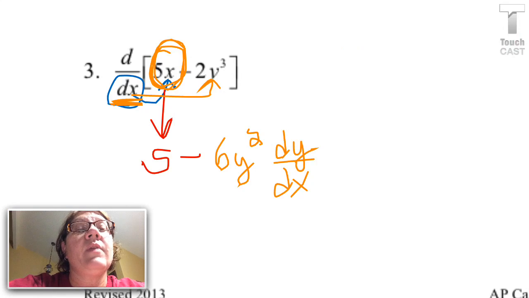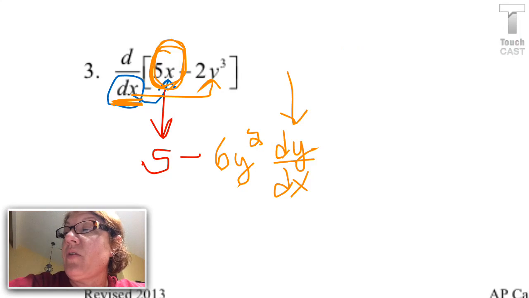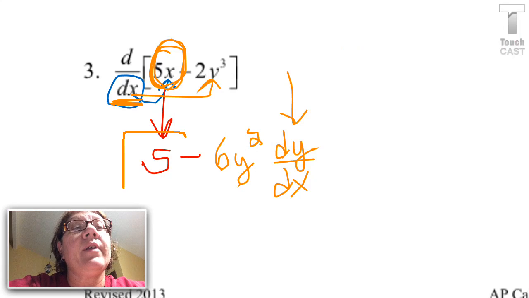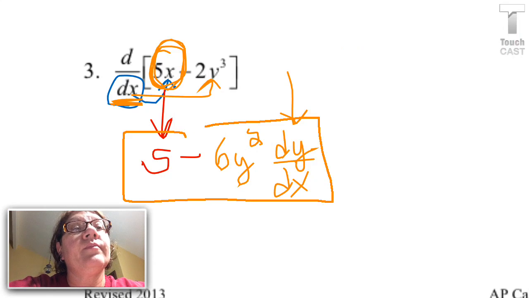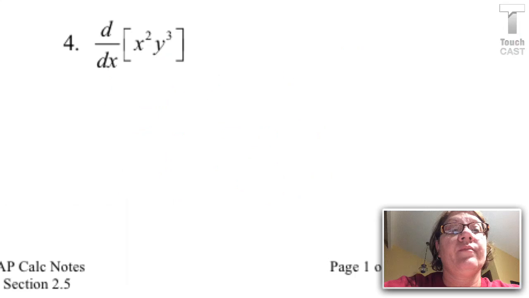So the minute you change up that variable, I have to tell the reader, oh, by the way, I wasn't actually able to complete the derivative with respect to x because that variable was not a matching variable. So this is my final answer. Let's look at another one.